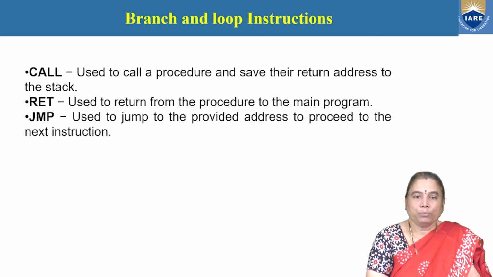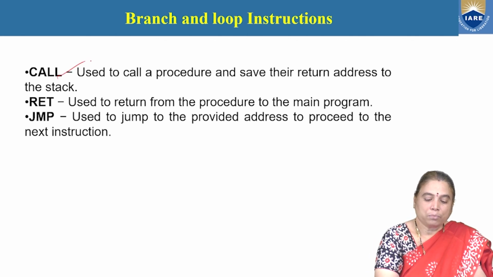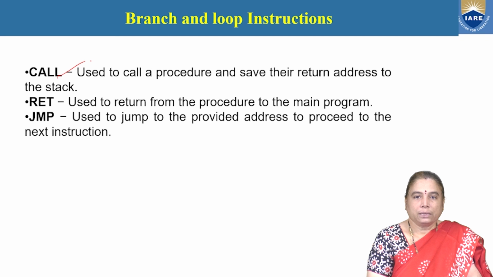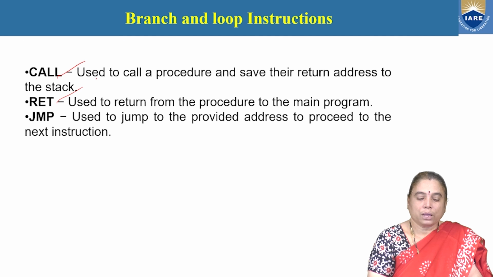Next, branch and loop instructions. A procedure is a small block of code. Whenever it is called, it has to be executed and returned to the main program after its execution is completed. So here CALL can be used to call a procedure. Next, RET: after completion of execution of the procedure, the return statement returns the control back to the called program. Next is jump.